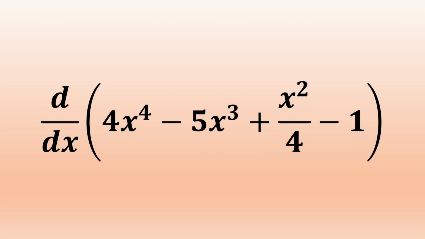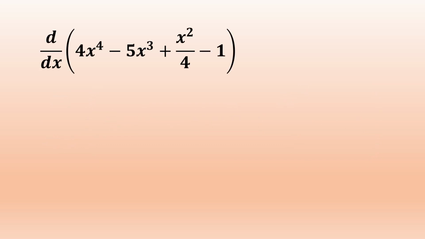Let's solve this derivative. This is the derivative with respect to x of the function 4x to the power of 4 minus 5x cubed plus x squared over 4 minus 1. We can see that this is a polynomial of the fourth order with the linear term missing.